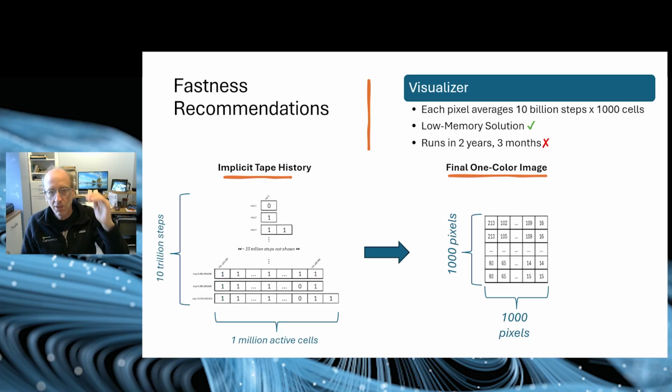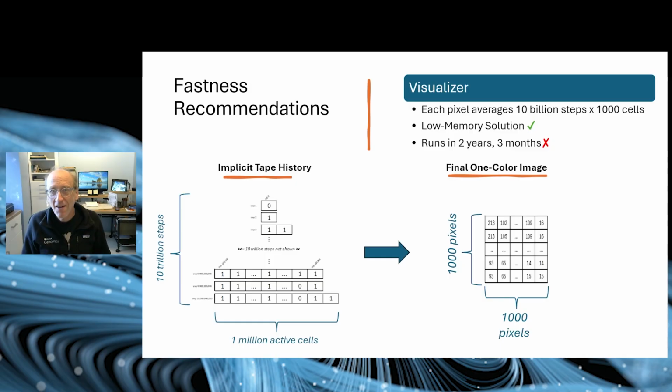As the Turing machine emulator runs, we can see the values of the tape. Implicitly, there's a history there, but that history might have 10 trillion steps. And on this Busy Beaver, the 6-state Turing machine that we looked at, the number of actively used cells would be about 1 million wide. So 10 trillion steps by 1 million wide is too much to hold in conventional memory.